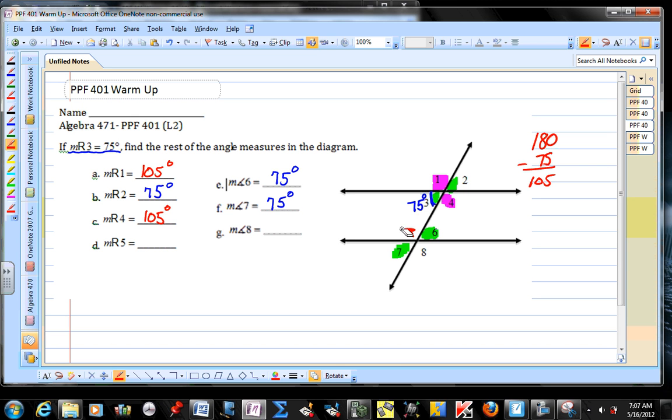Whoops. Angle 4 and angle 5, these guys are alternate interior angles, and alternate interior angles are congruent. So the measure of angle 5 is 105 degrees. And last but not least, angle 1 and angle 8 are alternate exterior angles, and alternate exterior angles are congruent. So the measure of angle 8 is 105 degrees. Well, that sums up our first warm-up problem. Now let's go to our second sheet.